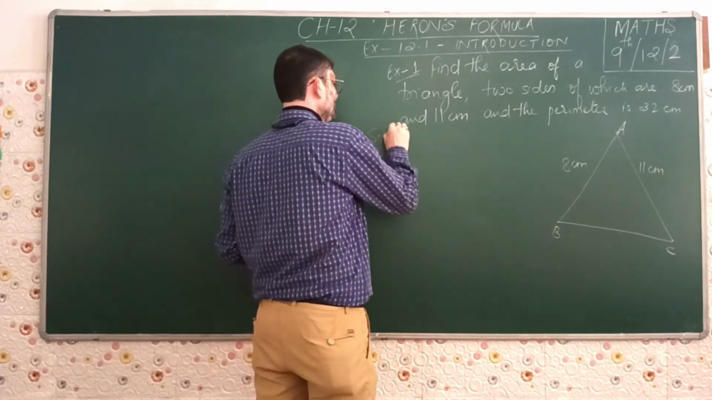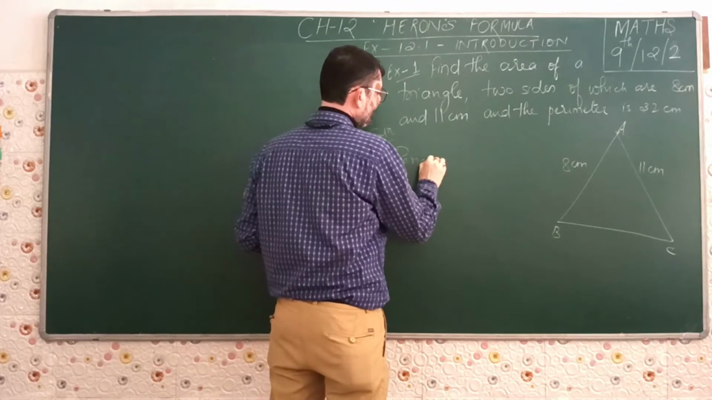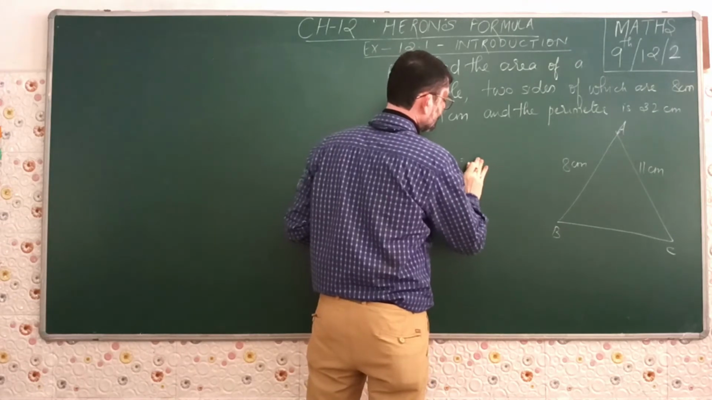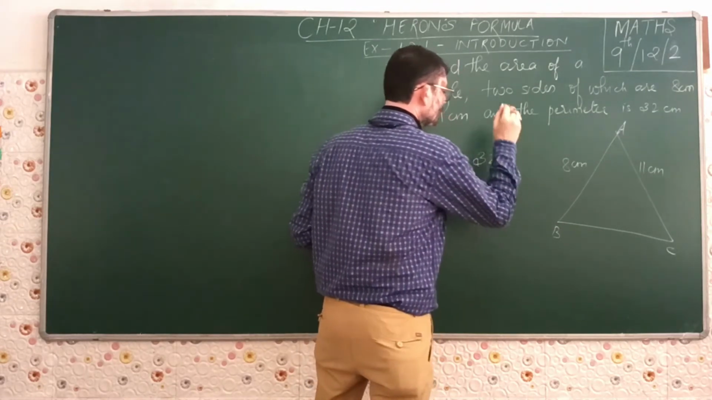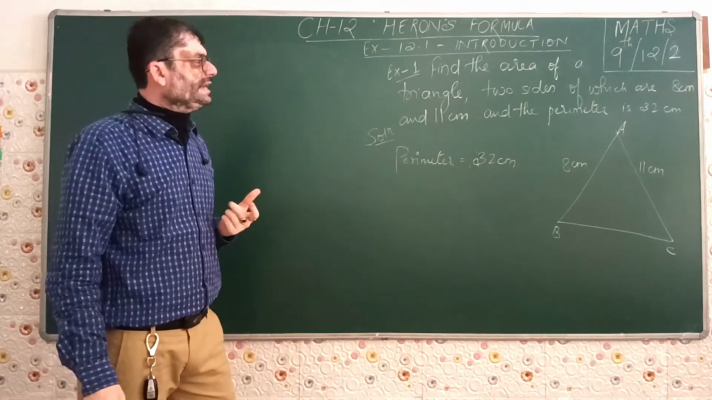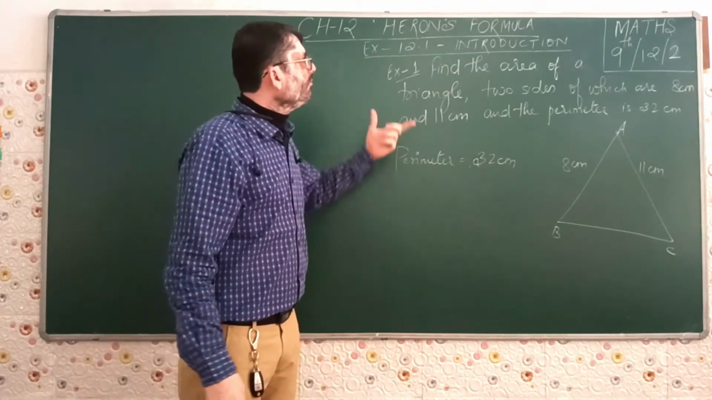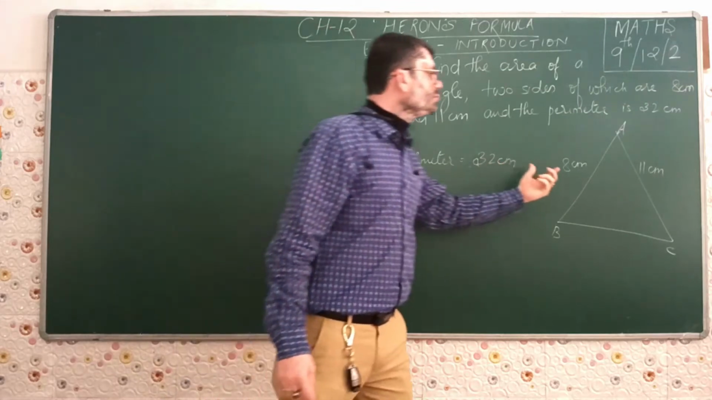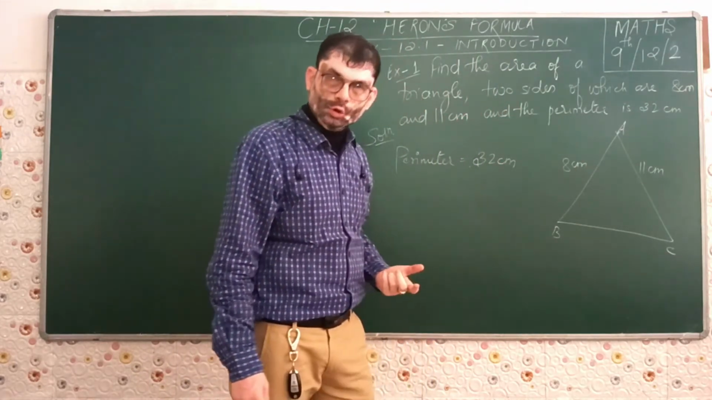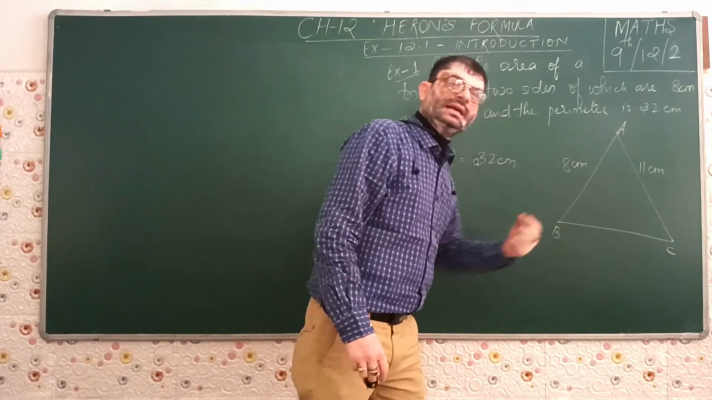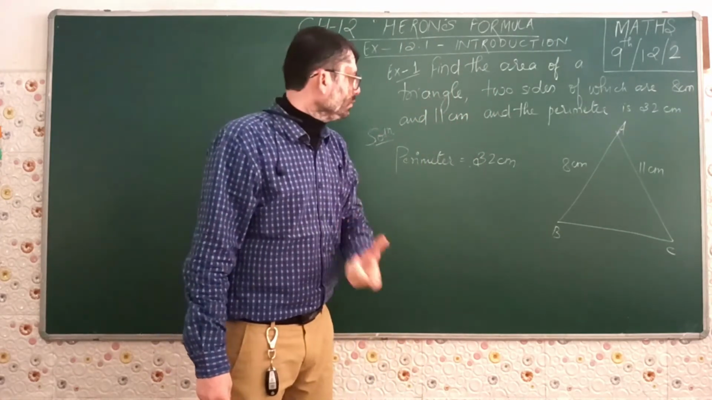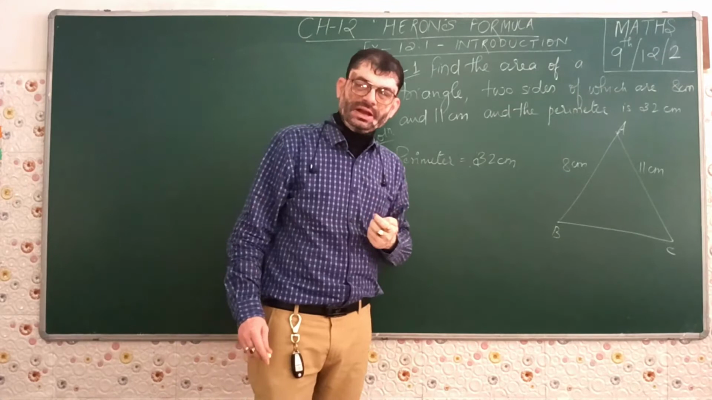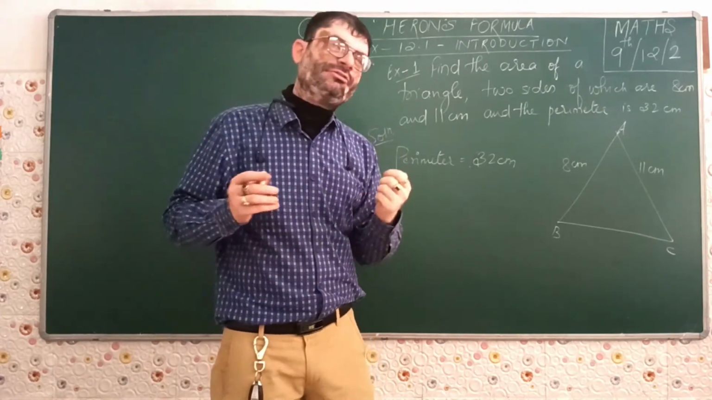We are given the perimeter equal to 32 centimeters. In order to find the area, as discussed in the previous session, for applying HERON's formula, we need the three sides of the triangle, out of which two are given to us and the third is unknown. That unknown third side BC can be calculated using the formula for perimeter of a triangle. And what is the perimeter of a triangle? It is the sum of all the three sides of a triangle.